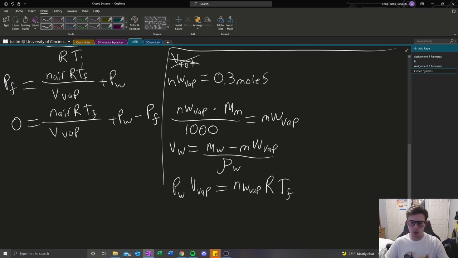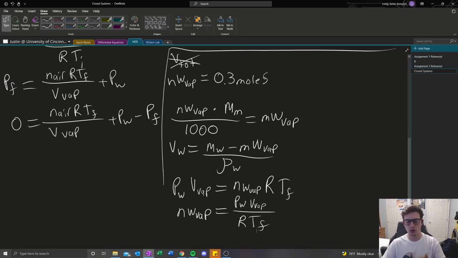And so now we have a desired number of moles. We want to solve for the actual number of moles we're going to have, so we do one final manipulation. And we see that the number of moles of water vapor is equal to the pressure of the water times the volume of the vapor, divided by the gas constant times the final temperature. Now that we have all that, I'm going to move over to the Python code, because we have everything we need to code out these two initial conditions.